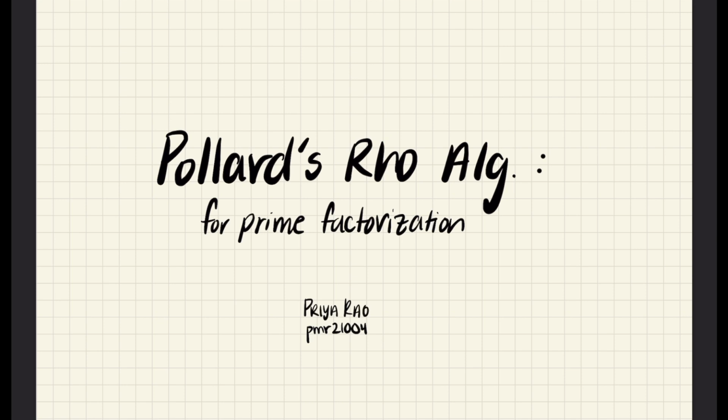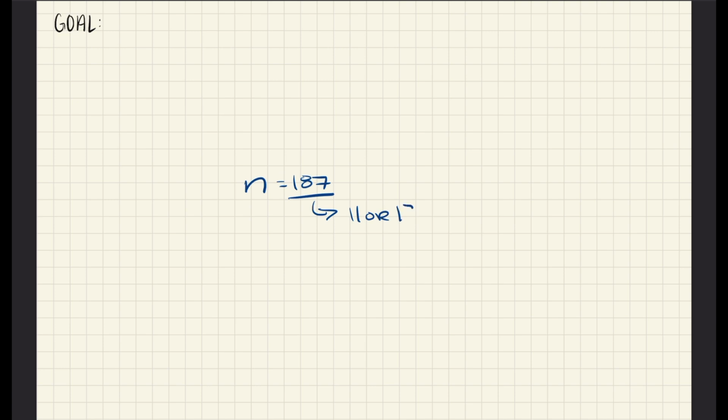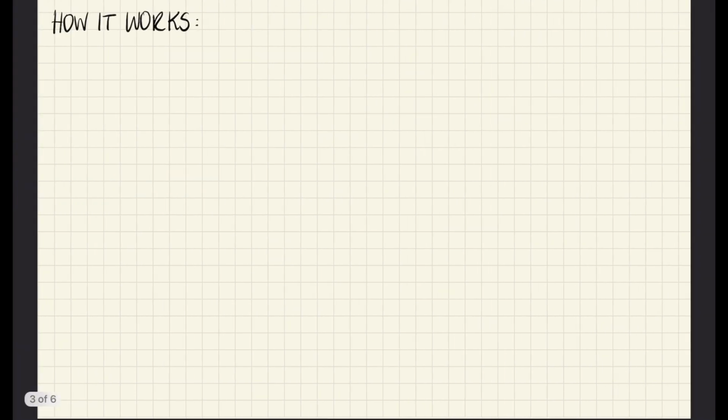My net ID is PMR21004, and today I'm going to walk you guys through Pollard Rho's algorithm for prime factorization. So let's get started. Pollard Rho's algorithm for prime factorization takes in a positive integer n that is composite and finds its divisor. Say n equals 187. Then the algorithm would output 11 or 17. Now I'm going to walk you guys through how this algorithm works.